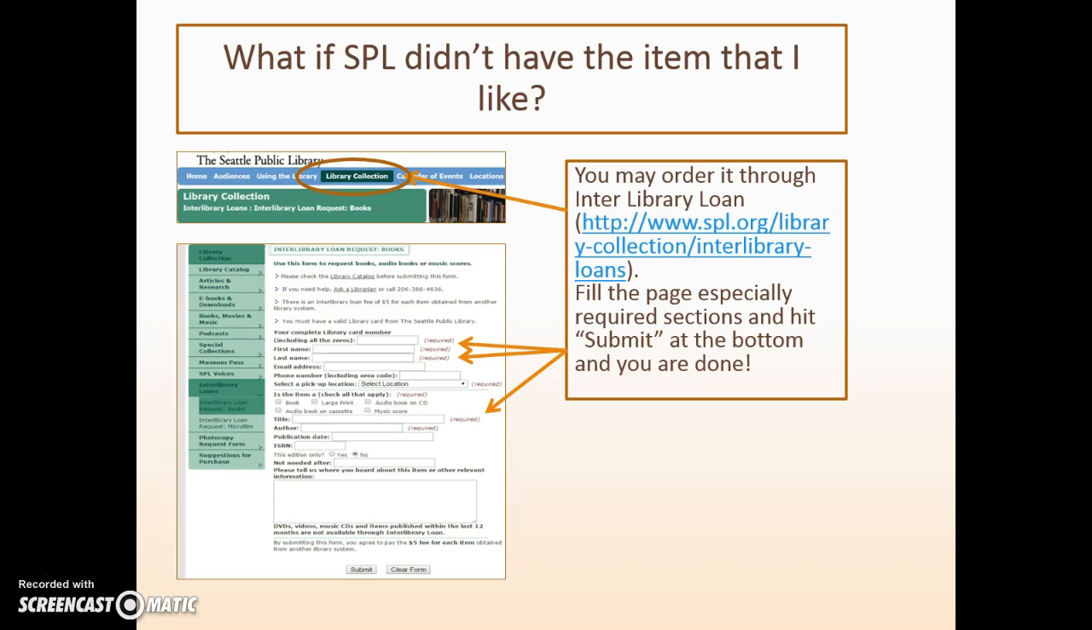Another way is to use our interlibrary loan system. From our homepage, go to our library collection and you will find a section on the left called Interlibrary Loan. You need to fill in the required areas and scroll all the way down, then hit Submit. It may take up to 10 days for the item to get to SPL, and you will receive an email notification from us.